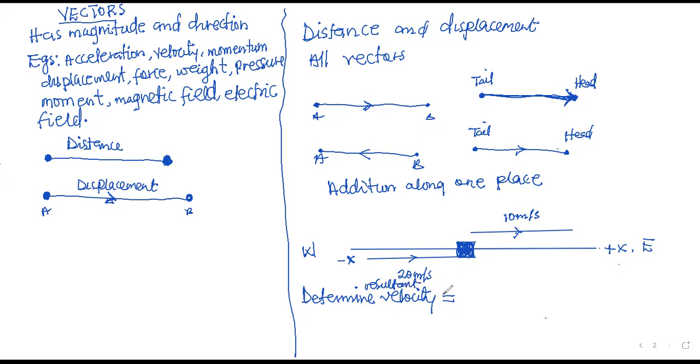Okay, if no idea. When two vector quantities act along the same direction, the resultant or the totality of that particular vector quantity is determined by summing up all the vector quantities along that direction. So it's a summation of the individual velocities.